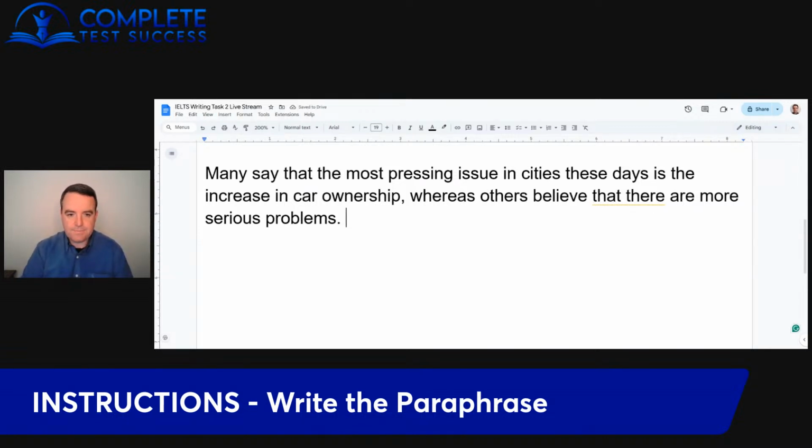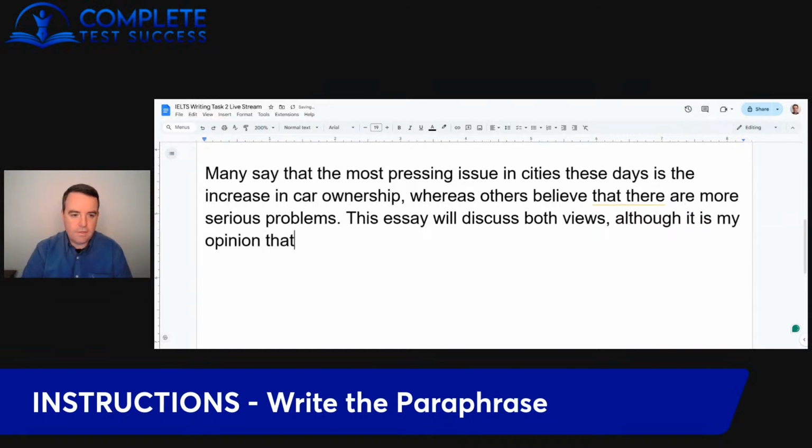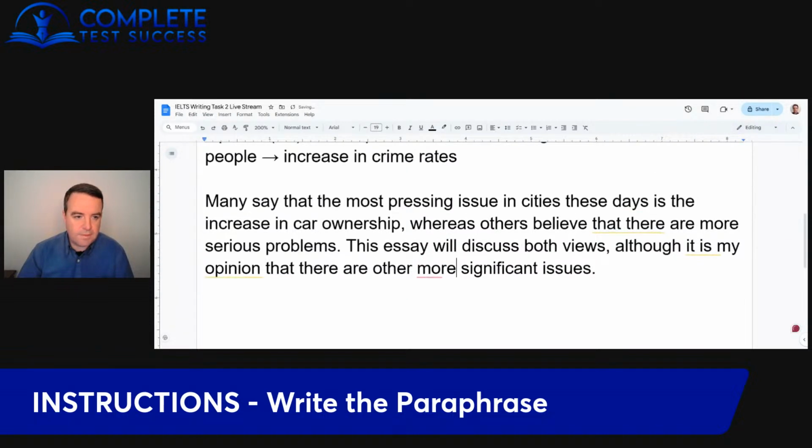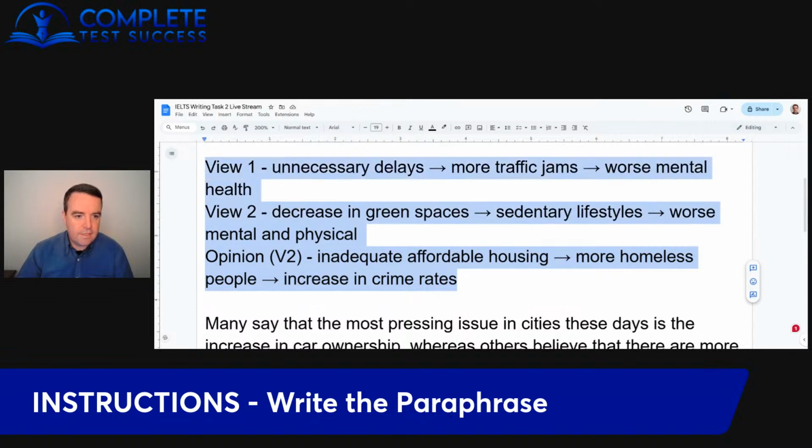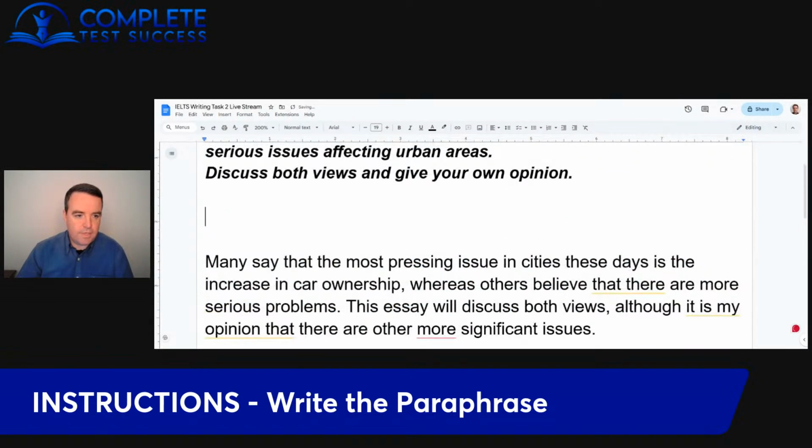So like, this essay will discuss both views, although it is my opinion that there are other more significant issues, something like that. Okay, so that then is our introduction done, and we get to move on to the body paragraphs.